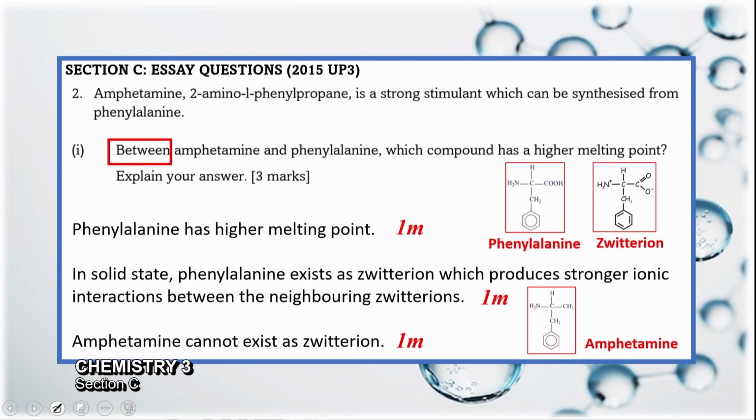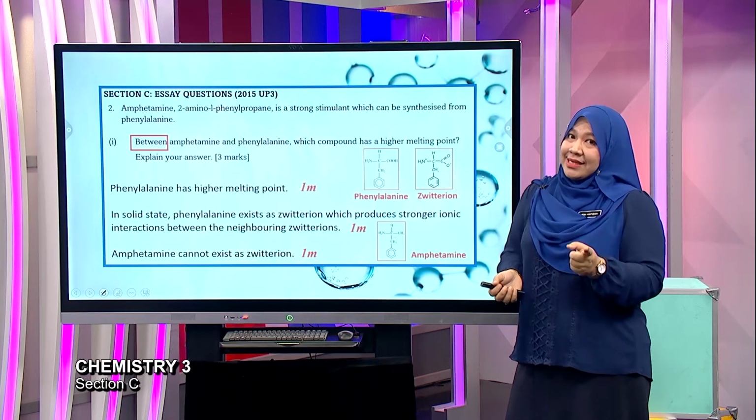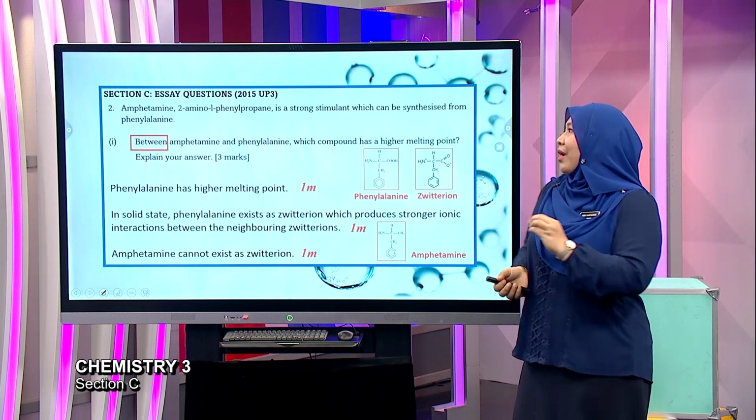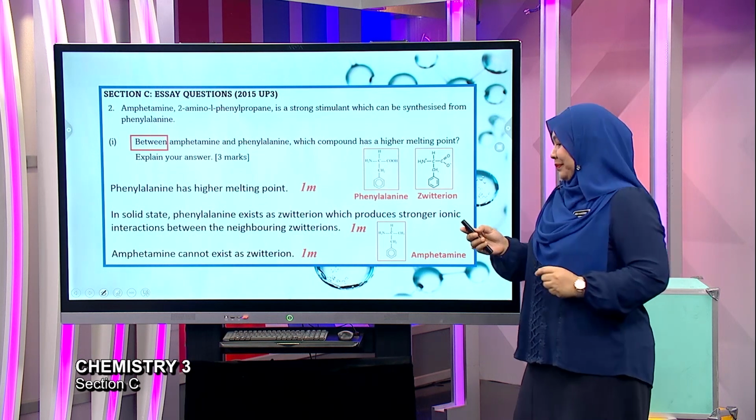And then the second mark for explanation, where can we get it? So here you have to explain about the other compound, which is amphetamine, which has the lower melting point. So the explanation is that amphetamine cannot exist as zwitter ion. So that will give you the 3rd mark for this question.